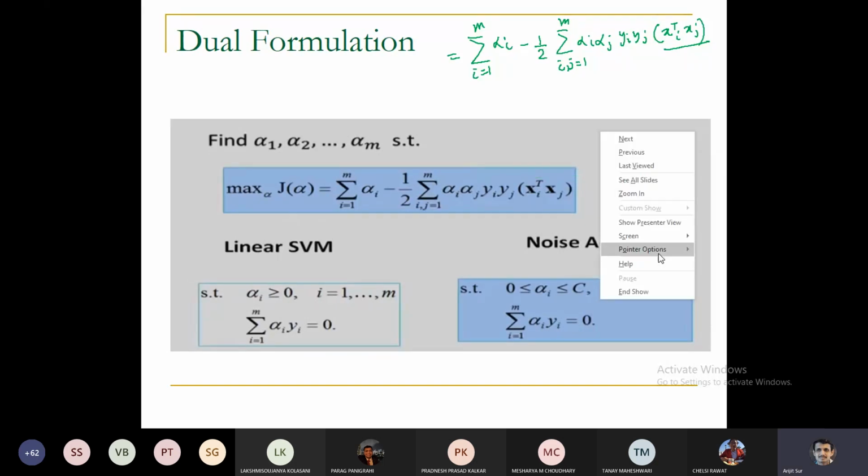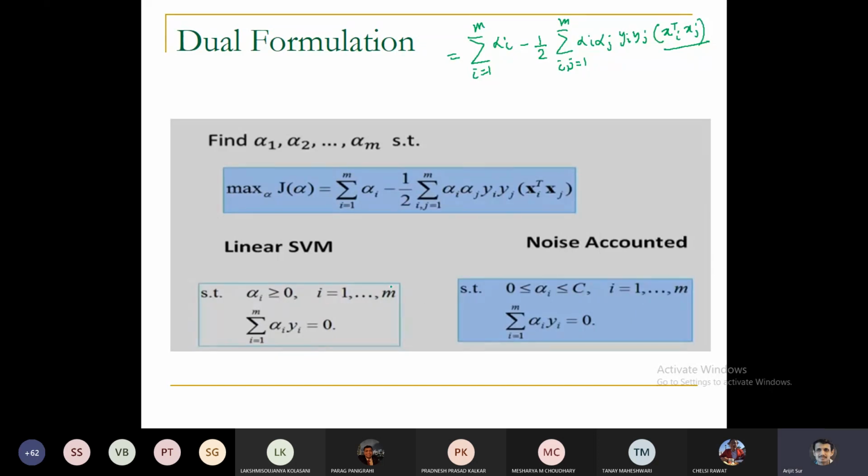The main difference is that for linear SVM, alpha i was only greater than or equal to 0, with the sum of alpha i yi equal to 0. But here alpha i greater than or equal to 0 is okay, but it is also less than or equal to C. C is this control variable that controls the overfitting, or you can say controls the fluctuation. So these are the noise-accounted versions, accounted for with the slack variables. That is basically what is done in this formulation.